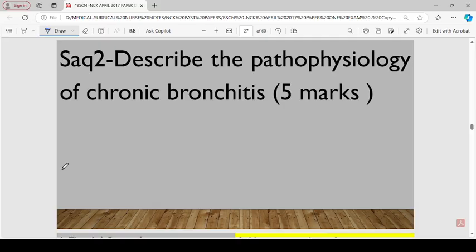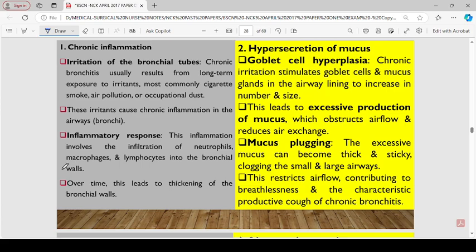Describe the pathophysiology of chronic bronchitis. So in chronic bronchitis, we have chronic inflammation. Chronic bronchitis usually results from long-term exposure to irritants, most commonly cigarette smoke, air pollution, or occupational dust. These irritants cause chronic inflammation in the airways, the bronchi. This inflammation involves the infiltration of neutrophils, macrophages, and lymphocytes into the bronchial walls.